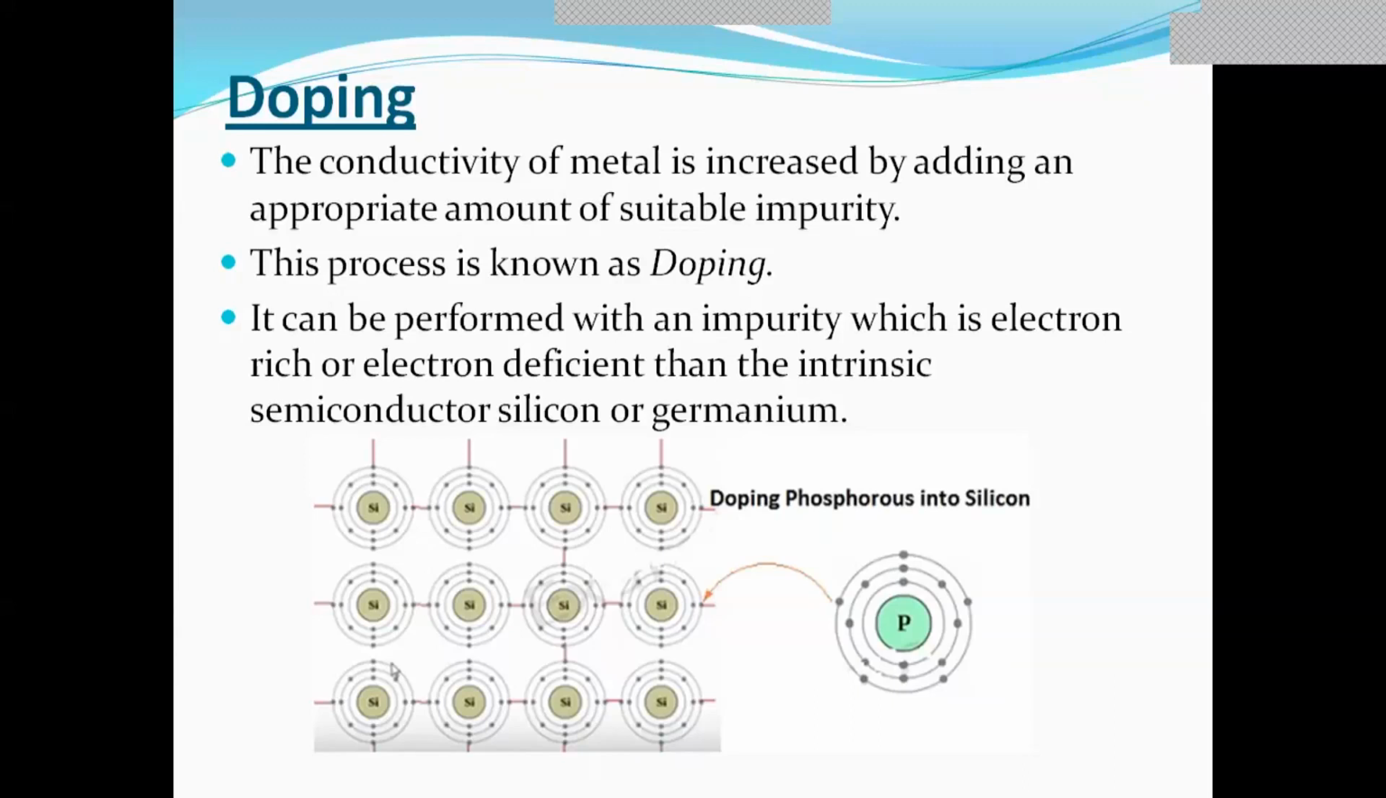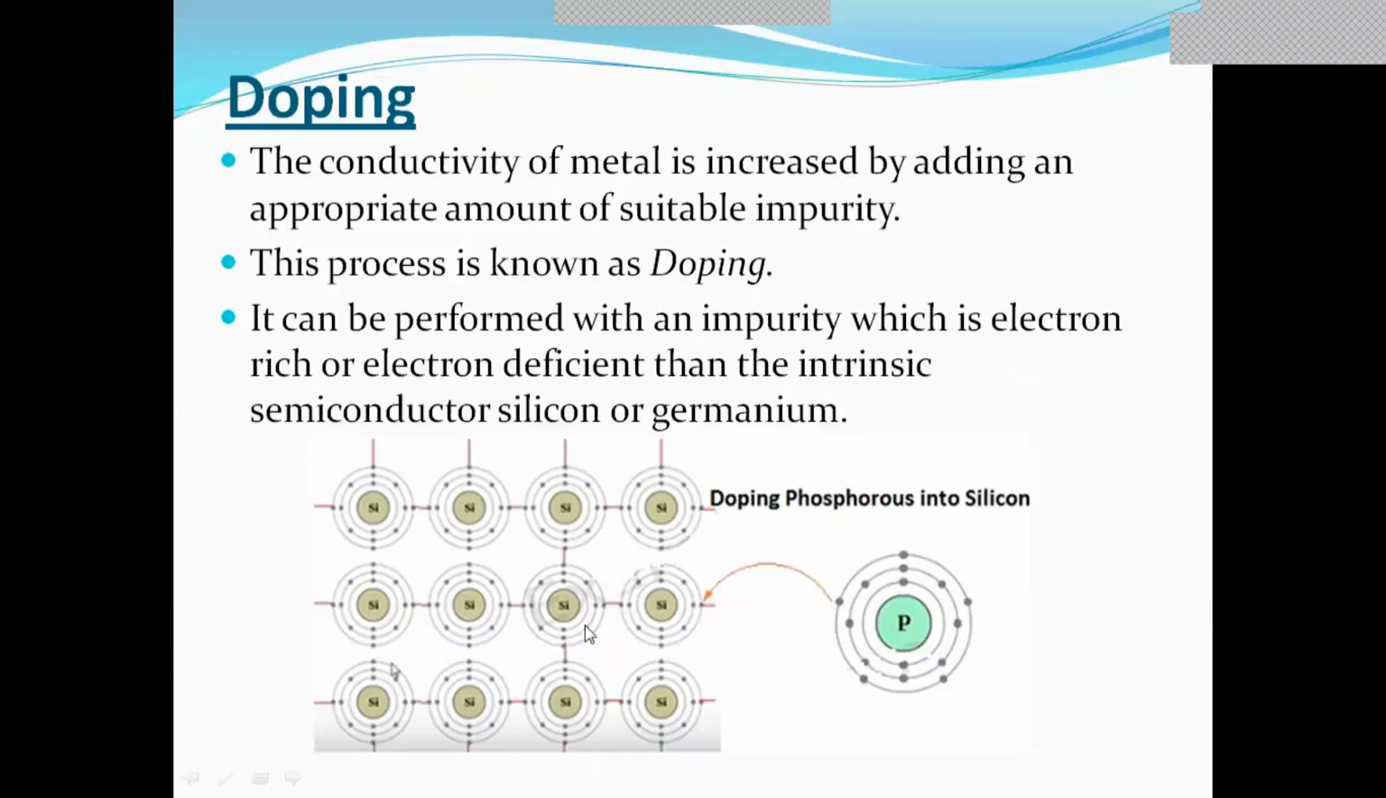So here, to alter the electric properties of a metal, we are intentionally, wantedly adding a suitable impurity of desirable quantity to a metal. That process is called doping. And this doping can be done with the help of those materials which are electron deficient or which may have electron rich nature.